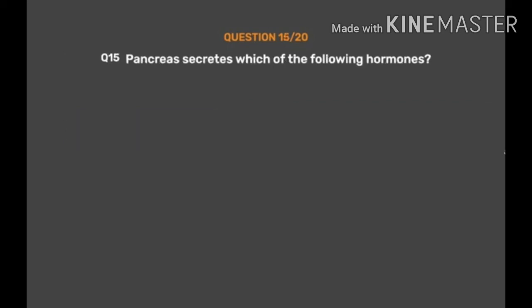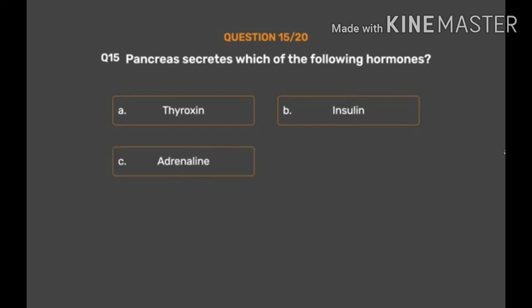Question number 15. Pancreas secretes which of the following hormones? Option A, thyroxine. Option B, insulin. Option C, adrenaline. Option D, testosterone. The correct answer is option B.